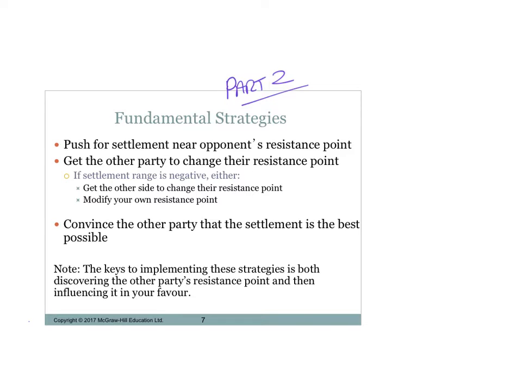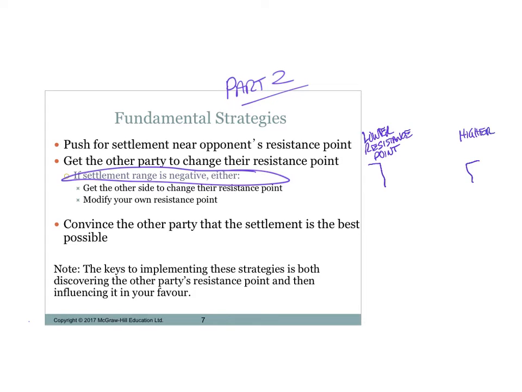Let's say, for example, you want to sell a house and you list it for $450,000 and your resistance point is $420,000. And someone comes to see you, but they make you an offer of $380,000 and their resistance point is $410,000. Well, if the two people have pretty firm ideas of what their resistance points are, they're very attached to them and they don't want to change them, you have what's called a negative settlement or bargaining zone.